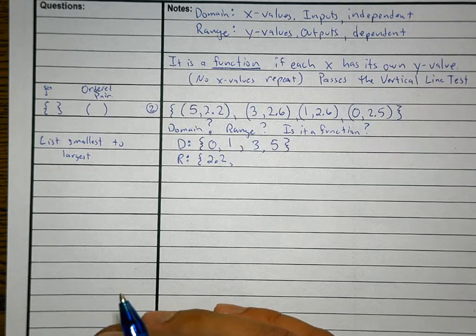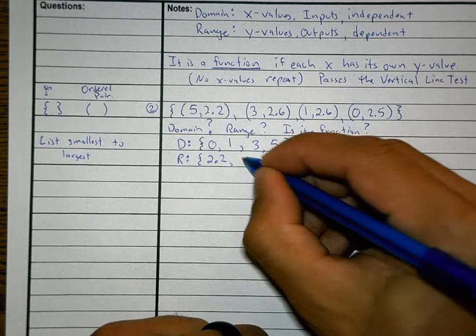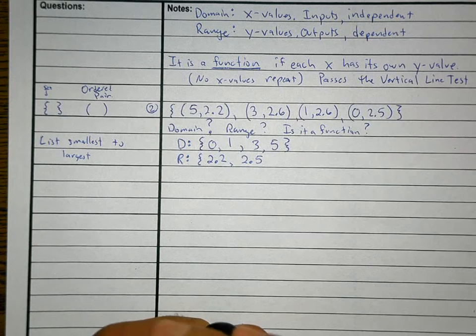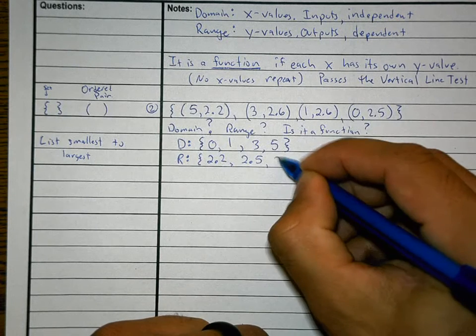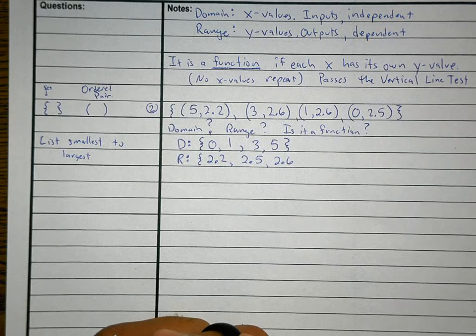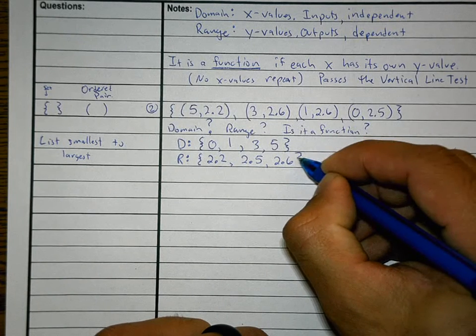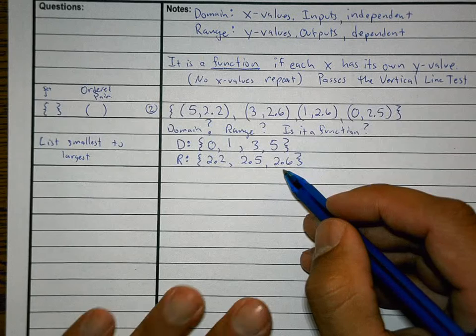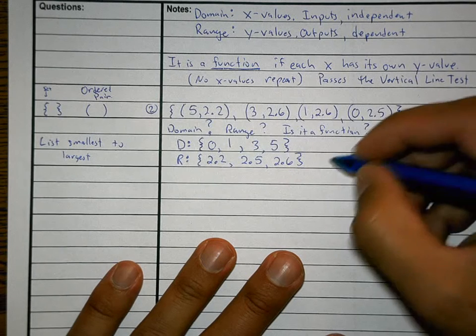Then it goes to? 2.5. Then it goes to? 2.6. And every time I separate them by commas. Is there another one? Yes. Do I have to write down both 2.6s? No. These solution sets, and I'm going to write that down right here.